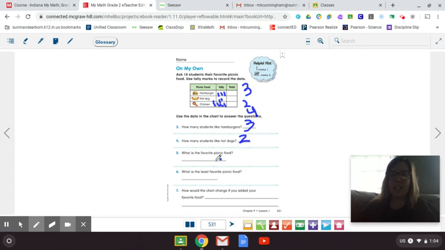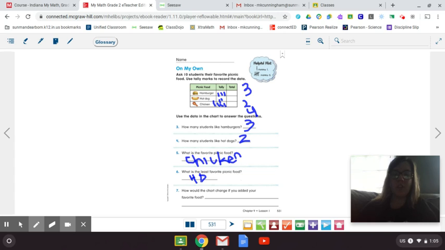What is the favorite picnic food? So which one had the most votes? Chicken. So I would write chicken here. And then for least favorite, I have to look at which one had the least amount of votes. So I would look, what's the smallest number? 2. That's with hot dog. And I'm just going to write H, D. We know that hot dog had the lowest number. So it was the least favorite.